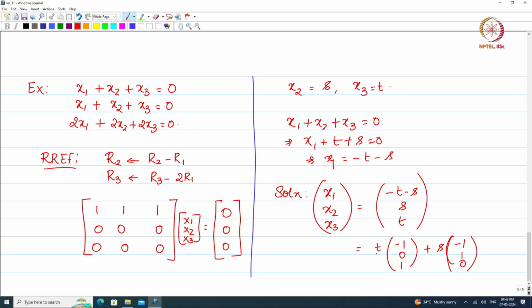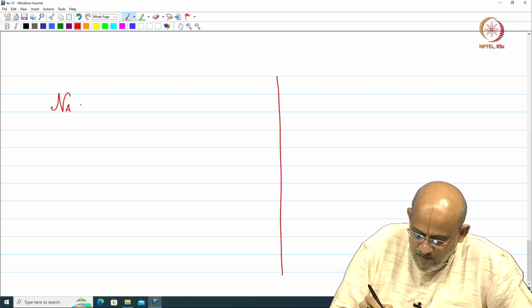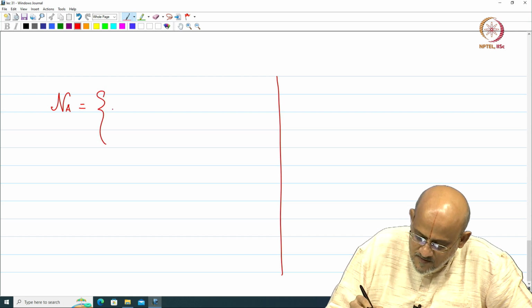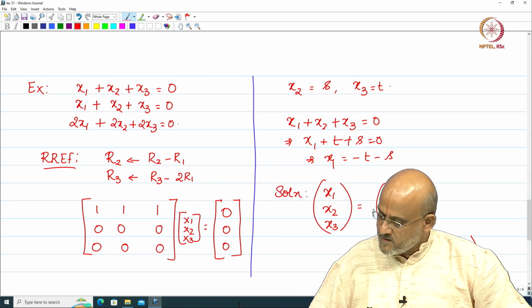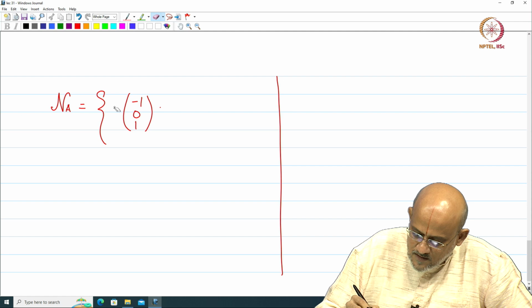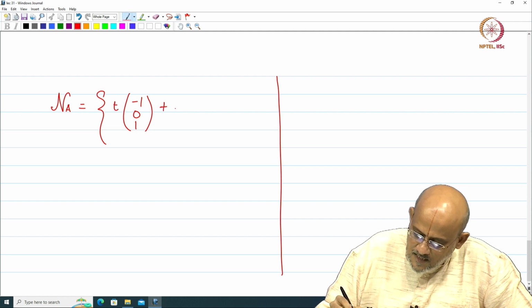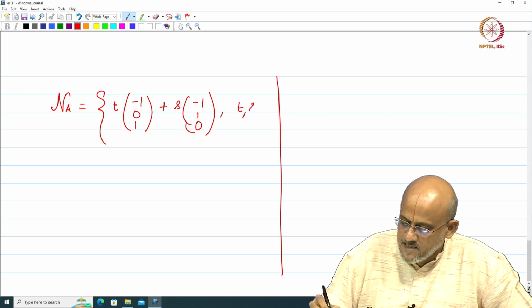right. And if I keep changing t and s, I get different vectors, and we see that these vectors minus 1 0 1 and minus 1 1 0 are linearly independent vectors. So therefore my Na, which is the set of solutions to the system of homogeneous equations that we have here, is going to be this set of vectors, which is nothing but t times minus 1 0 1 plus s times minus 1 1 0, where t and s are real numbers.